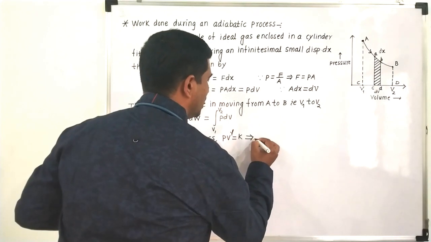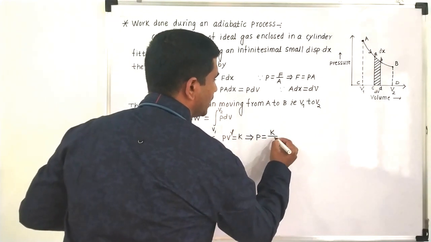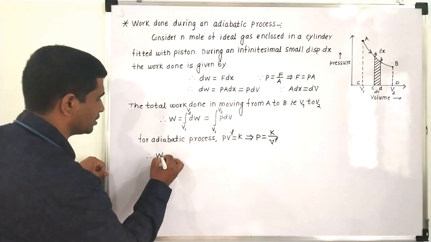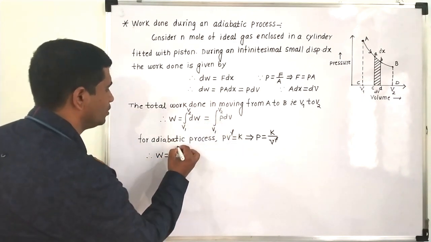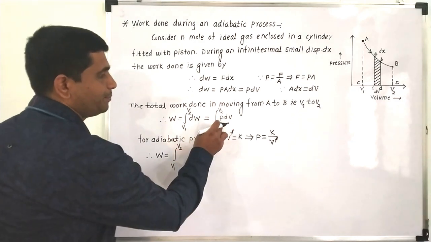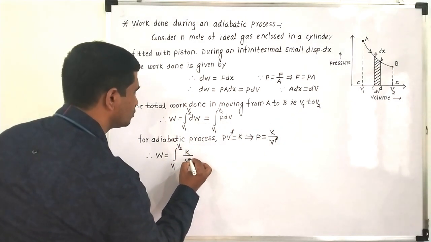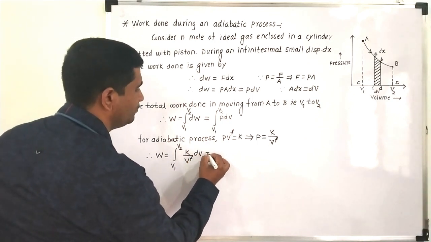From this equation, I can find out the value of P, which will come out to be K upon V raised to gamma. If I substitute it in this equation, which is the integral from V1 to V2, the value of P is K upon V raised to gamma, into dV.